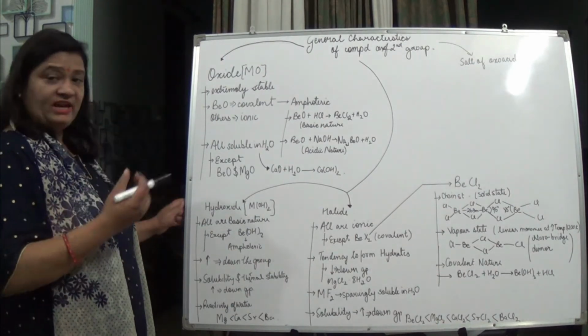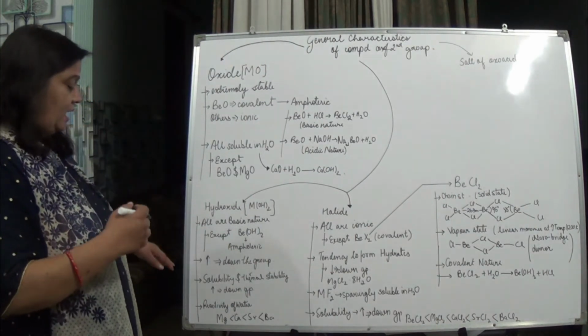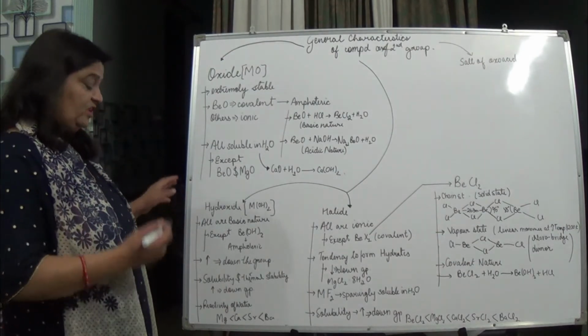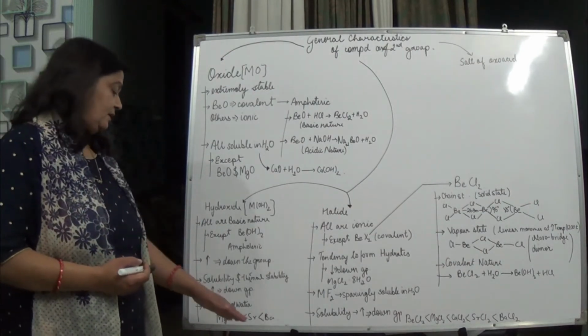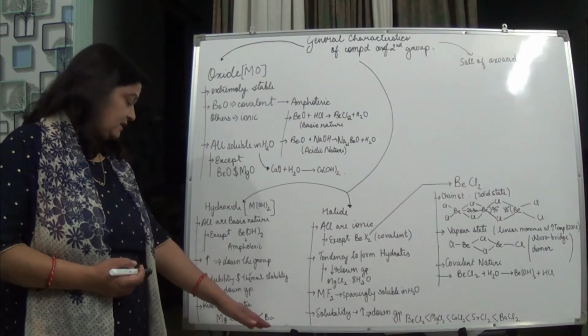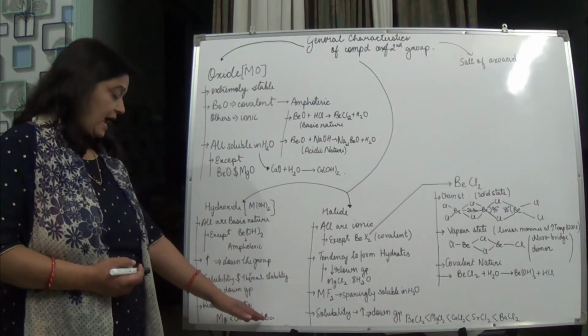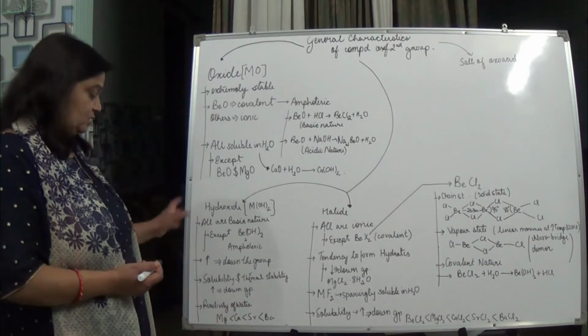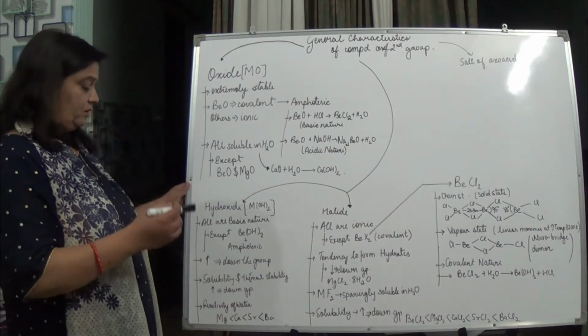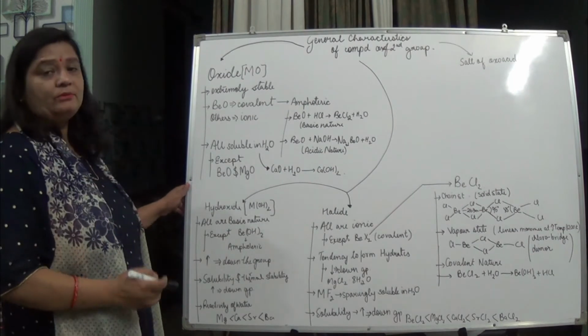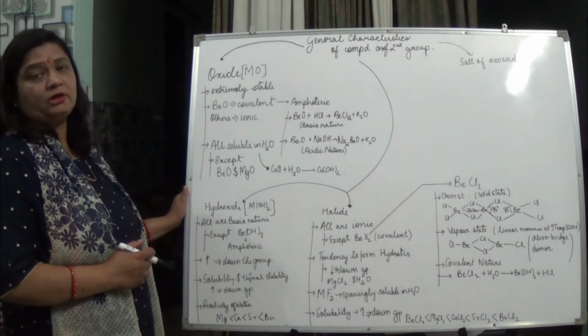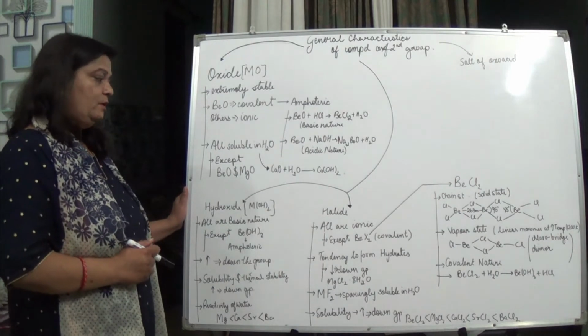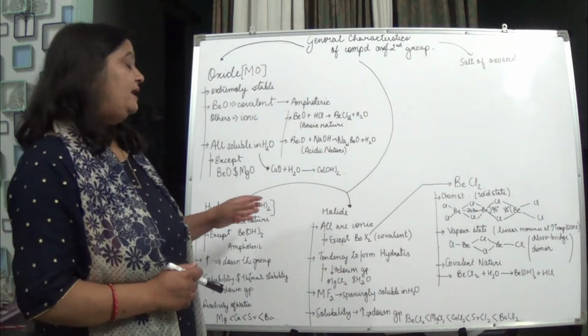With reactivity toward water, the reaction with water is fast in the case of barium, then strontium, then calcium, and then magnesium. It means that as we go down the group, the reaction with water increases.